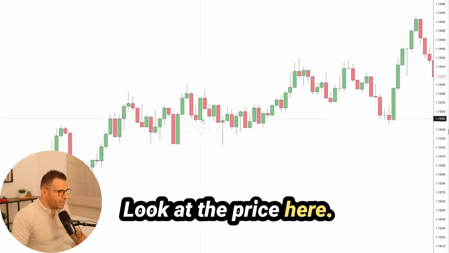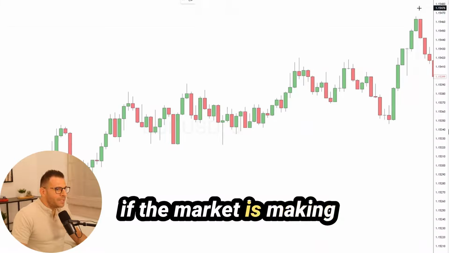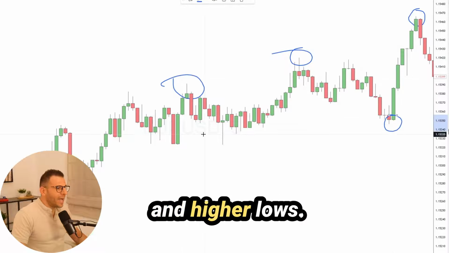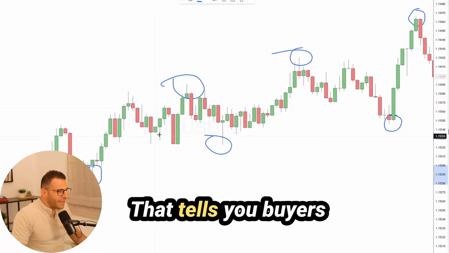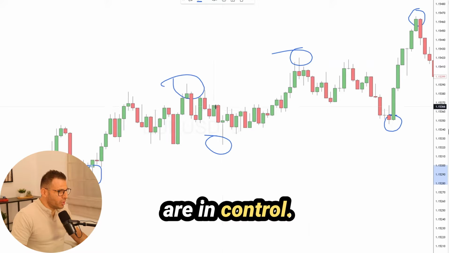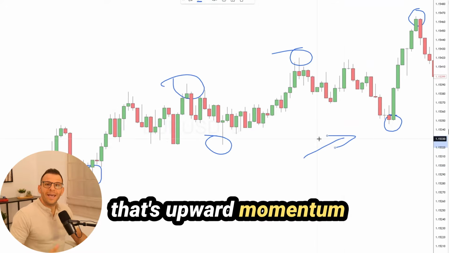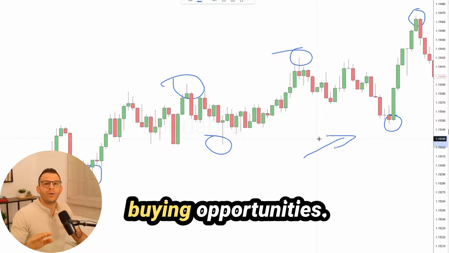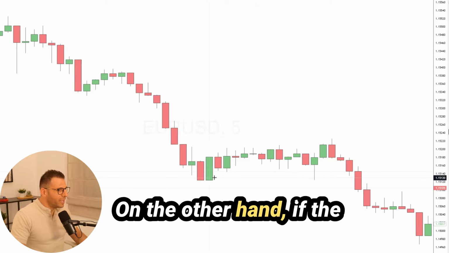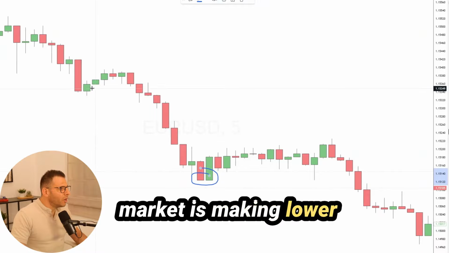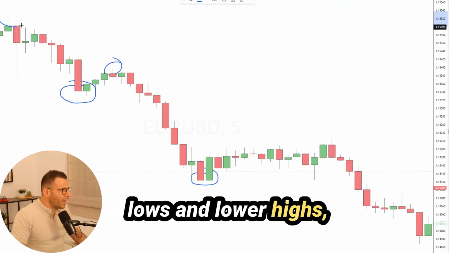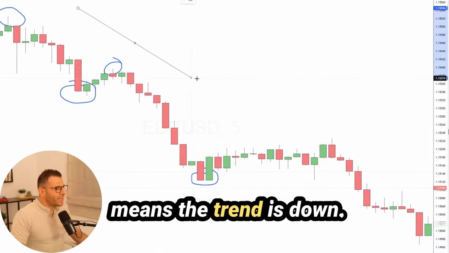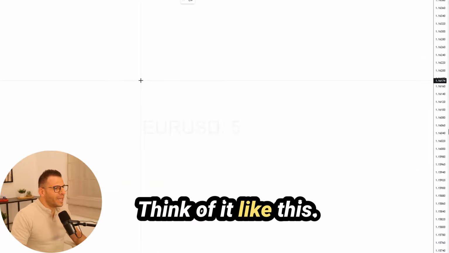Look at the price here. If the market is making higher highs and higher lows, that tells you buyers are in control. That's upward momentum. And in an uptrend, the simplest way is to look for buying opportunities. On the other hand, if the market is making lower lows and lower highs, sellers are in control, which means the trend is down.